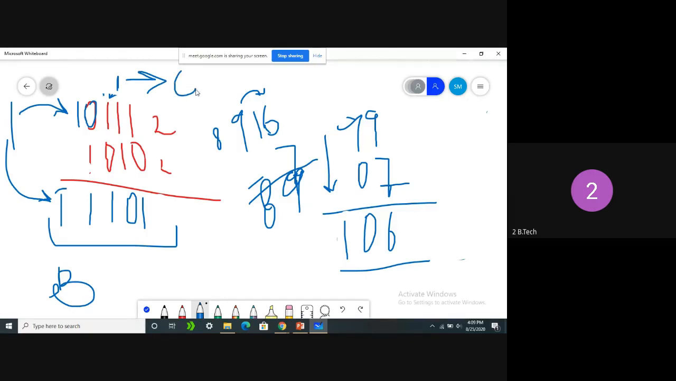Is that clear, all of you? Yeah, sir. In addition, if an extra bit is generated, that is nothing but the carry bit. In subtraction, we need to produce one bit, one from somewhere itself. That bit is nothing but the borrow bit.